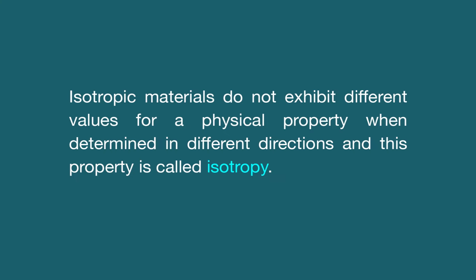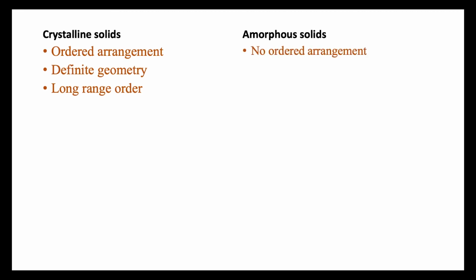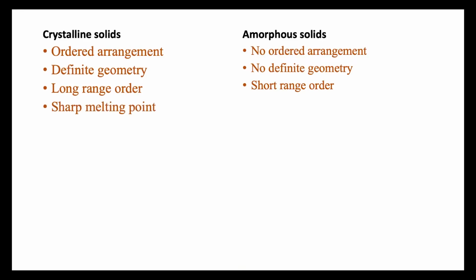Now, let us do a comparison of the characteristics of crystalline and amorphous solids. As we discussed earlier, crystalline materials have an orderly arrangement of atoms, definite geometry and long range order, whereas amorphous solids do not have an orderly arrangement of atoms, no definite geometry and they have short range order. On heating, crystalline solids melt completely at a particular temperature, that is, they have sharp melting points. But amorphous solids melt over a wide range of temperature.